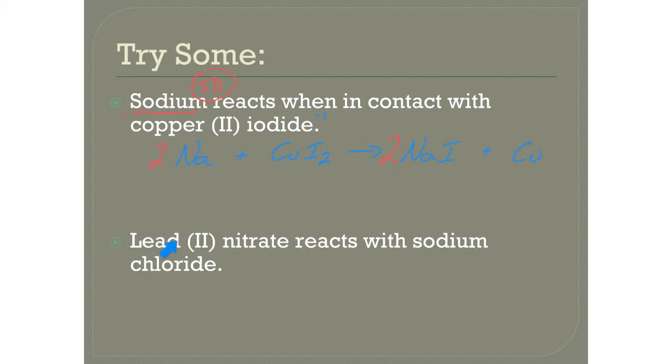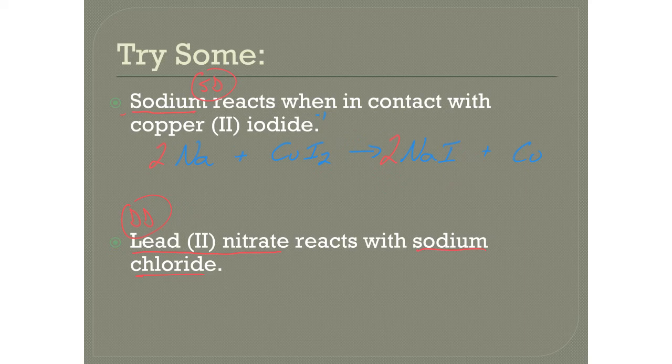And here we have lead 2 nitrate reacting with sodium chloride. Well, you might be able to see it here, or you might need to go back. But I have one kind of compound, lead 2 nitrate, reacting here with sodium chloride. So we can identify this as a double displacement. So let's go ahead and try to write this.